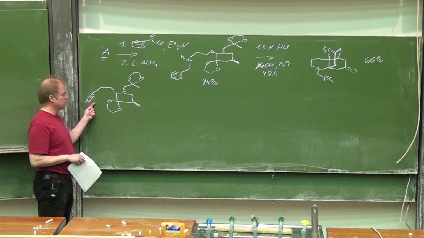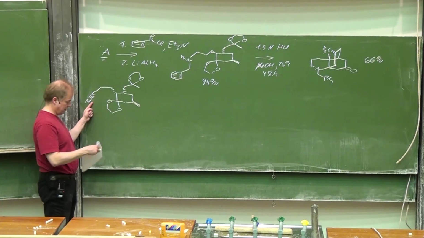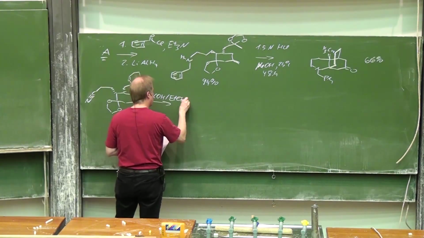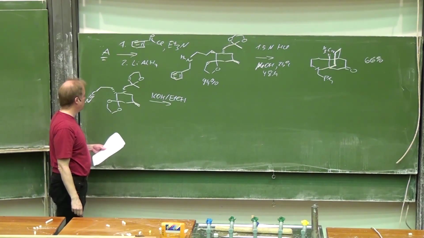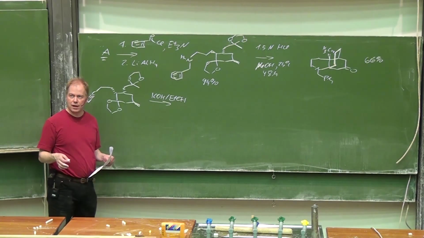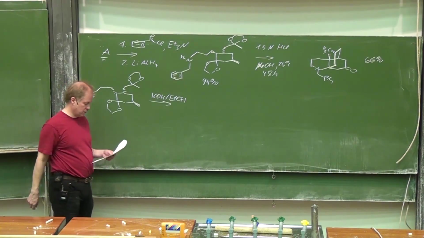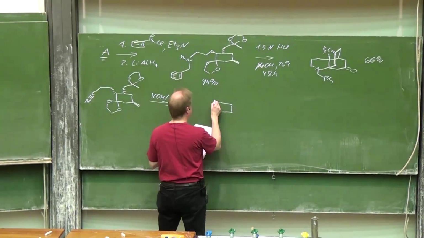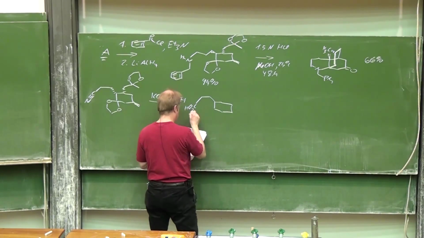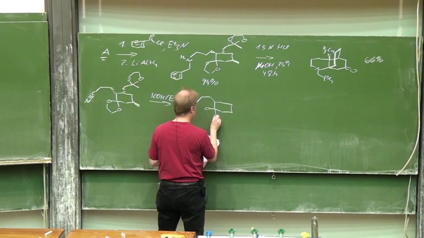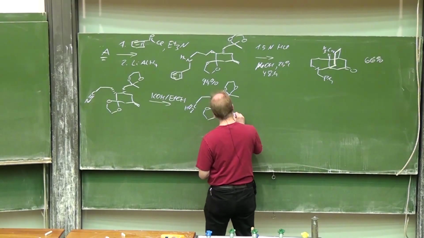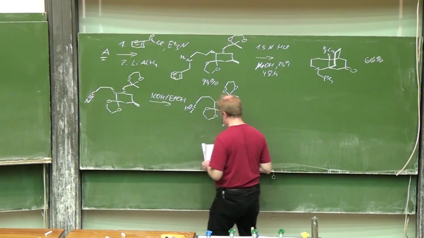Instead of reducing that nitrile, they hydrolyzed it with KOH in ethanol. As you know, acetals are perfectly stable under basic reaction conditions. They react under acidic reaction conditions. So, hydrolysis worked nicely in 87% yield.